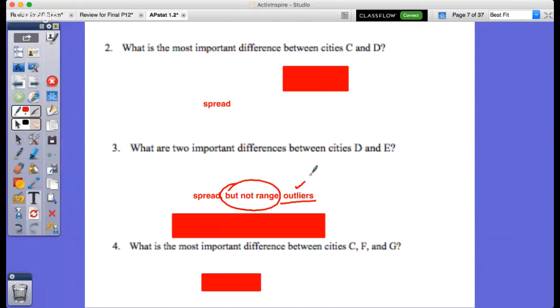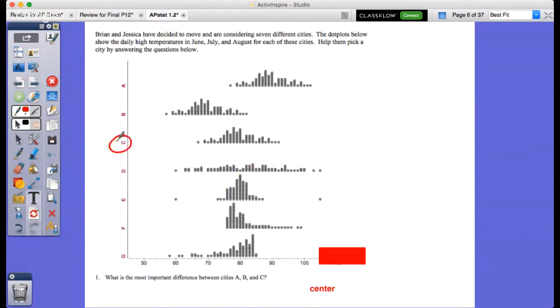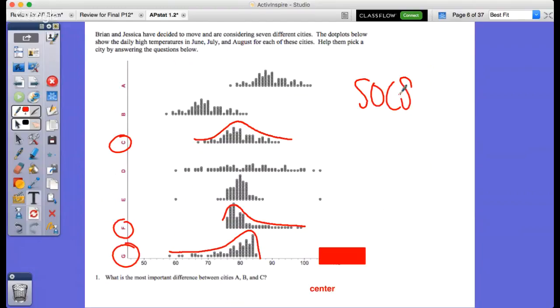Next thing, what is the most important difference between C, F and G? So we're going to look at there. C would be there, F would be here, and G would be here. Out of SOCS, which one would be the biggest difference? Shape. Exactly right. Because what happened? Here's the center. Here's the center. Here's the center. Approximately the same. We would state that the biggest difference is the shape of the data.